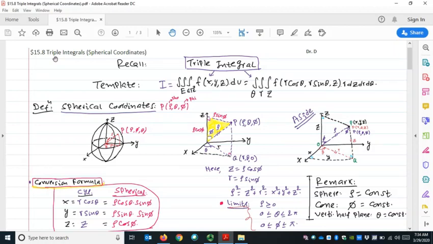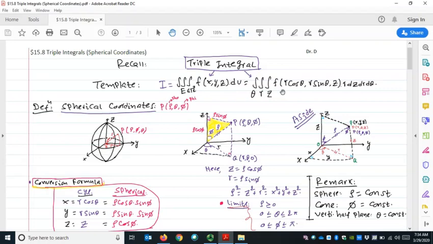Let me start the class with a recall. So far we studied triple integrals in Cartesian coordinates and in cylindrical coordinates. In Cartesian coordinates, the triple integral template, which we denoted by I, equals the triple integral of a function of x, y, z over a three-dimensional bounded region E, and we integrate with respect to the volume element dV.